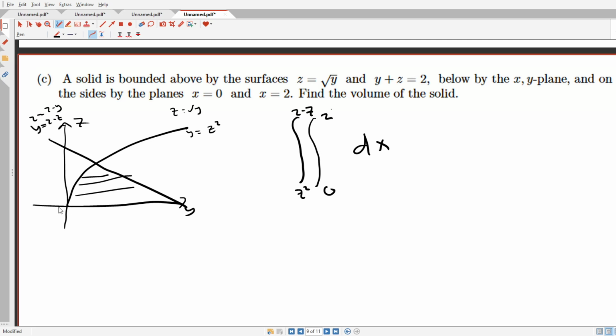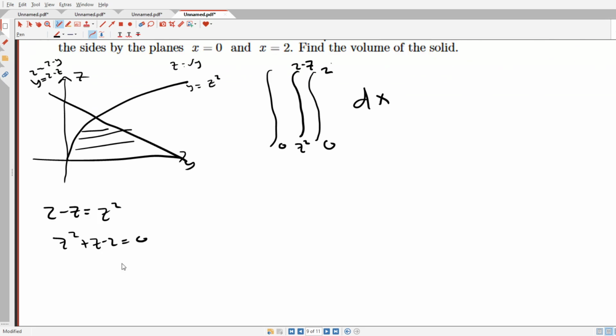And then z goes from 0, the y-axis, up to, where do they intersect? So we have 2 minus z equals z squared. Move that over: z squared plus z minus 2 equals 0. I know that factors as z plus 2 times z minus 1. So that's going to intersect at z equals 1.